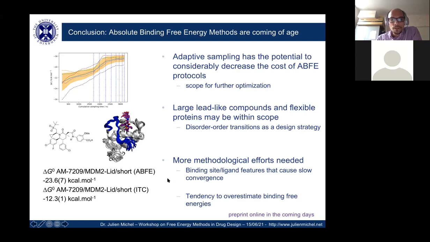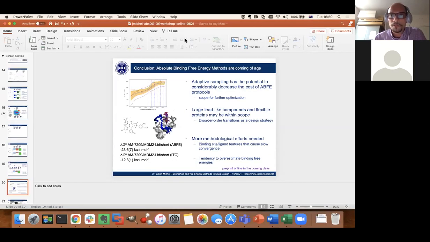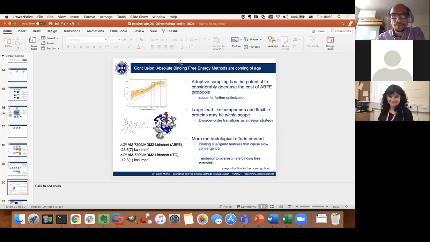And I'd like to point out there are methodological efforts needed for ABFE methods, and I'm going to point out one glaring discrepancy between our calculation and experimental data. We find that we systematically overestimate absolute binding free energies. So that needs investigation. And I'm happy to stop here and answer any questions, depending on what the host tells me.